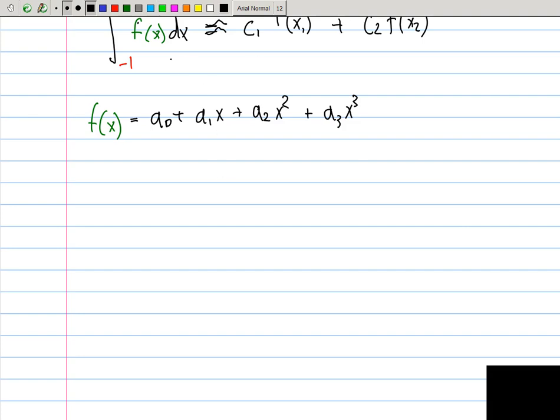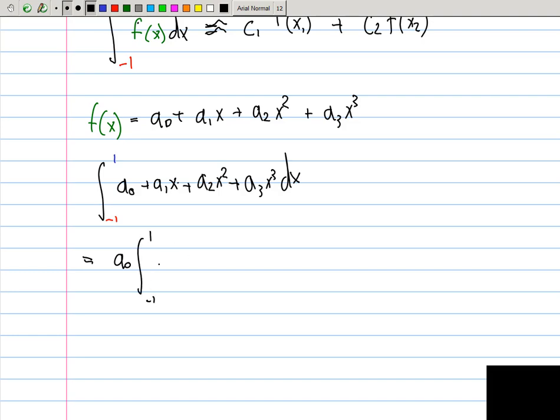If we substitute this back into our earlier equation, we now are left with an equation that reads from -1 through to 1. And inside now we have a0 plus a1 x plus a2 x squared plus a3 x cubed dx. Or we could write this out in another way where we can go a0 integral -1.